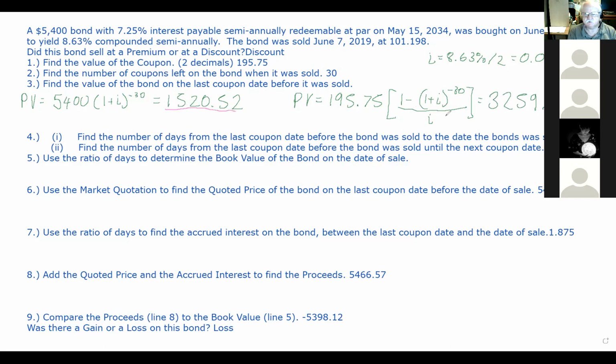So we have to add these two together to give us the value we're looking for. 1520.52 plus 3259.13. See what that adds up to. 1520.52 plus 3259.13, and I'm getting 4779.65.